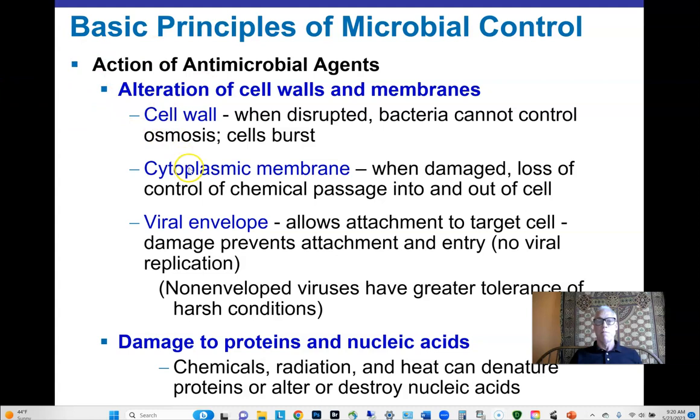Something that damaged the cytoplasmic membrane will kill by preventing the bacteria or microbe from controlling its chemical composition in the cytoplasm.